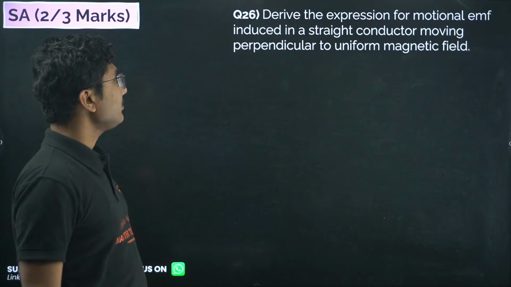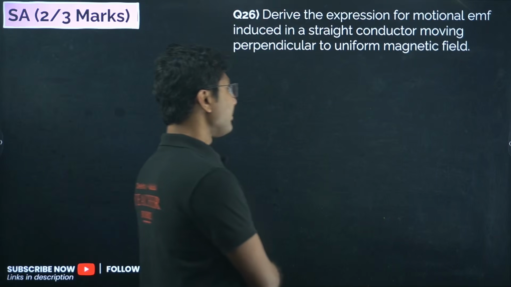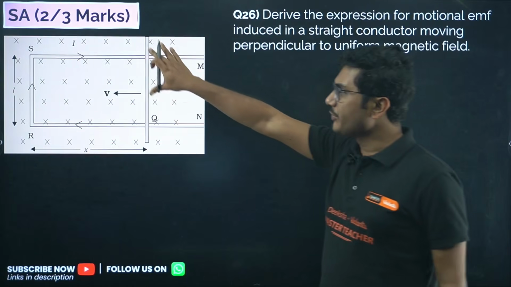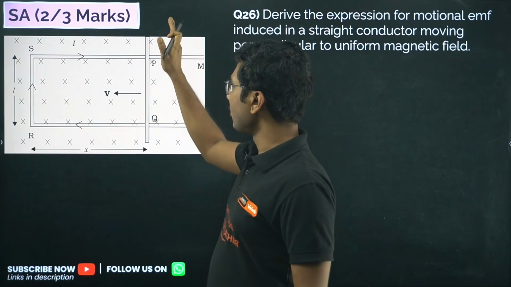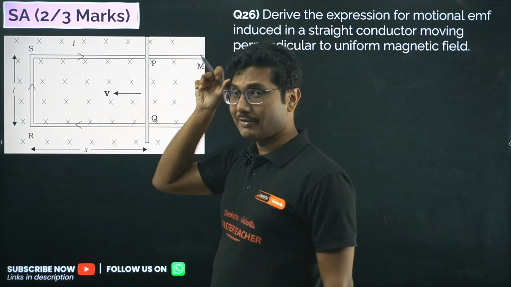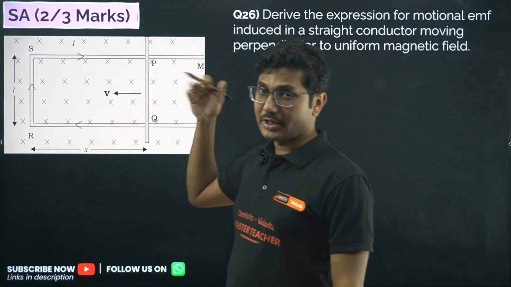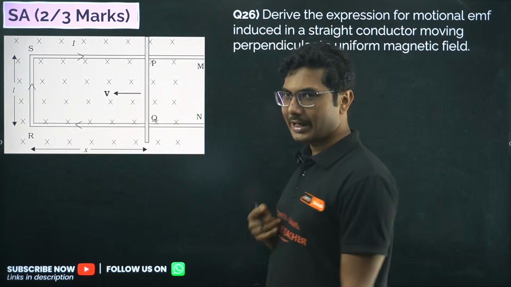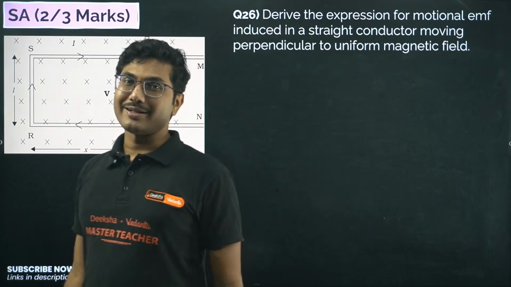Derive the expression for motional EMF induced in a straight conductor moving perpendicular to the uniform magnetic field. This is the uniform magnetic field which is perpendicular into the page, and there is a rod which is moving perpendicular. The velocity vector and the magnetic field vector are perpendicular. Remember that they have to be perpendicular. If they are in the parallel direction, induced EMF will be 0. We solved one MCQ like that a few moments back.